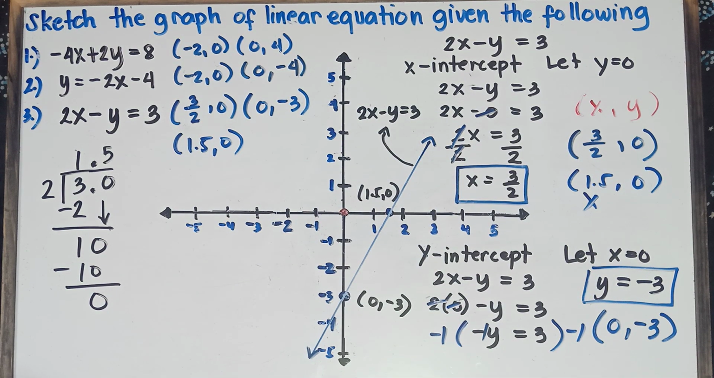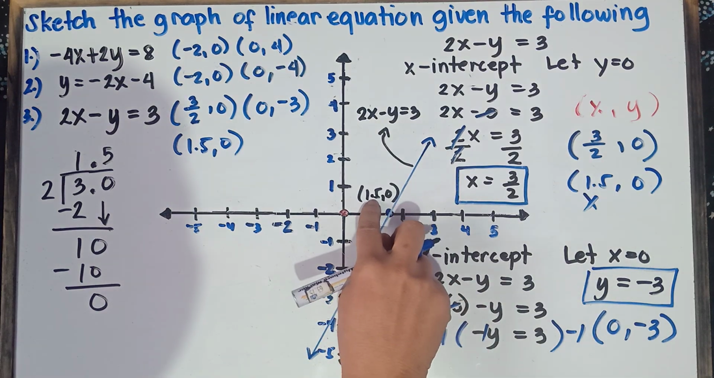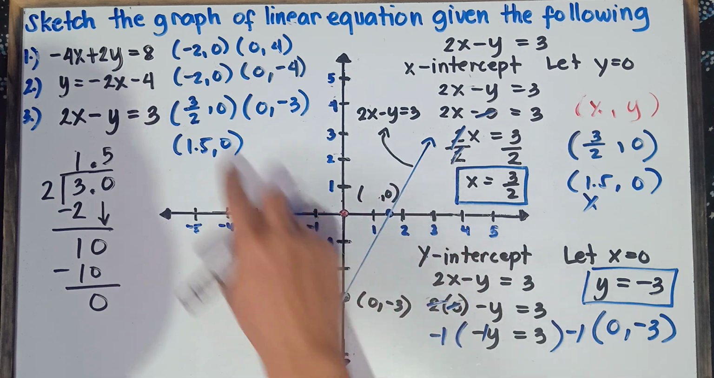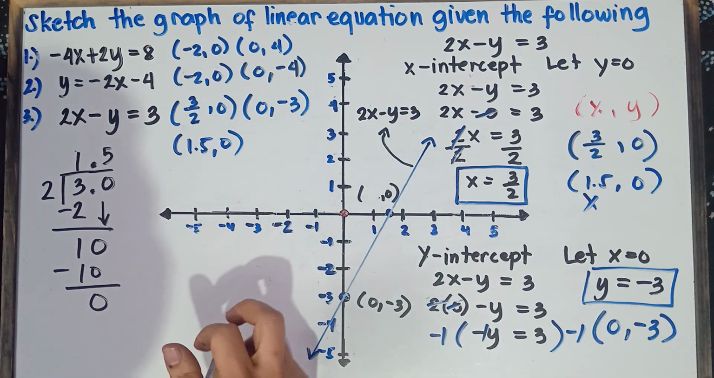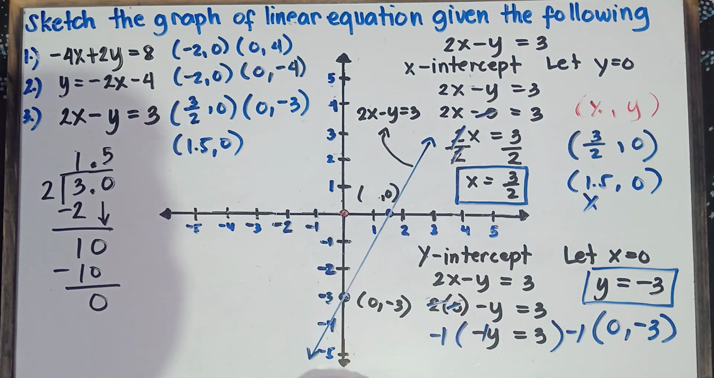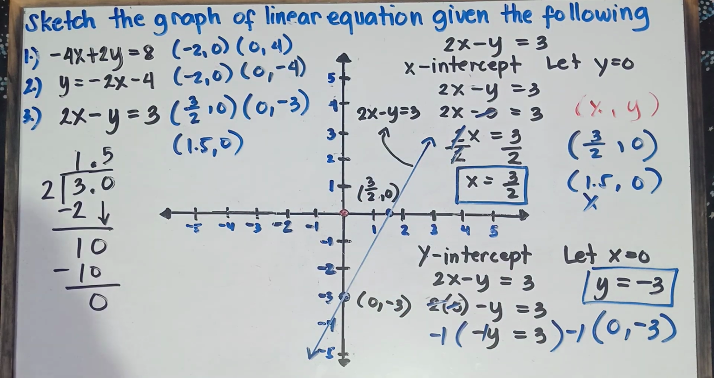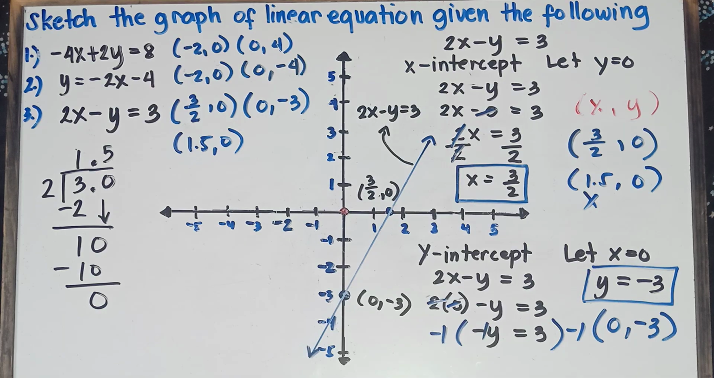So once again, class, if you are given a fraction, for you to plot it on the Cartesian plane, you convert the fraction into a decimal. So we can write 1.5, then 0, or we can have 3 over 2. That's okay, class. 3 over 2 is just the same as 1.5. So we can write 3 over 2 and then 0. All set. That's the answer with regards to example number 3.